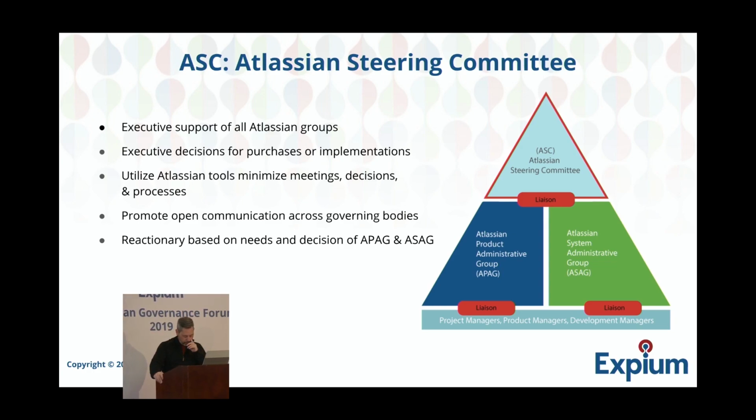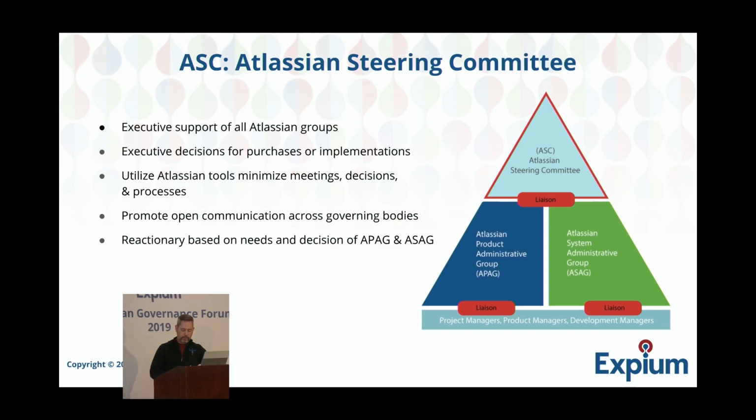So the key primary responsibility and the key point with the ASC is that it's going to be reactionary. It's not going to be really casting a lot of vision, because if it does, then we have a top-down dictatorial vision being cast, and we don't want that. We really want them to be reactionary to the enterprise as a whole and to the needs that are presented to them by the AIPAC and the ASAG. But the ASC may obviously need to make some governing changes and decisions, and they're going to be the responsible party for making that final say on those decisions.